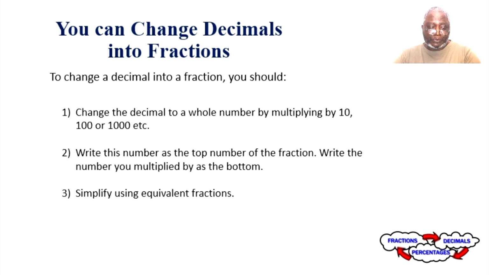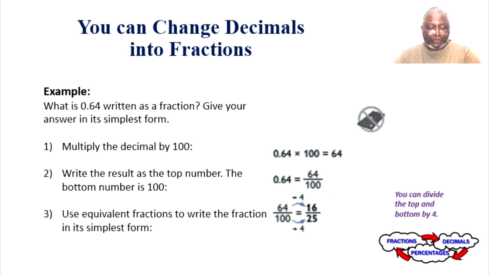Let's look at an example. What is 0.64 written as a fraction? Give your answer in its simplest form. First of all, multiply the decimal by 100. Why? Because 0.64 has 2 decimal places, which is 0.64 over 100. So 0.64 times 100 is 64.